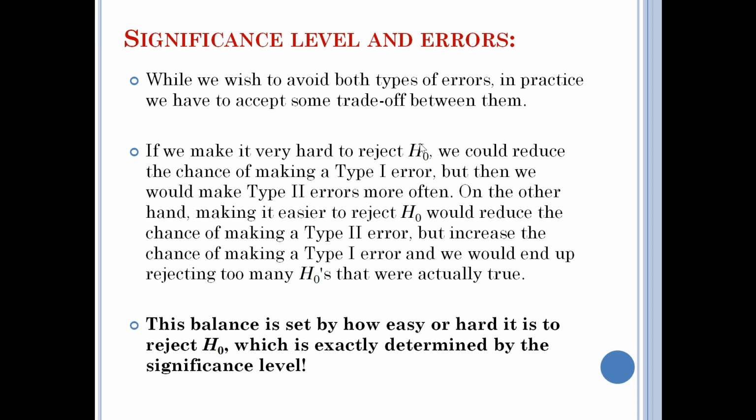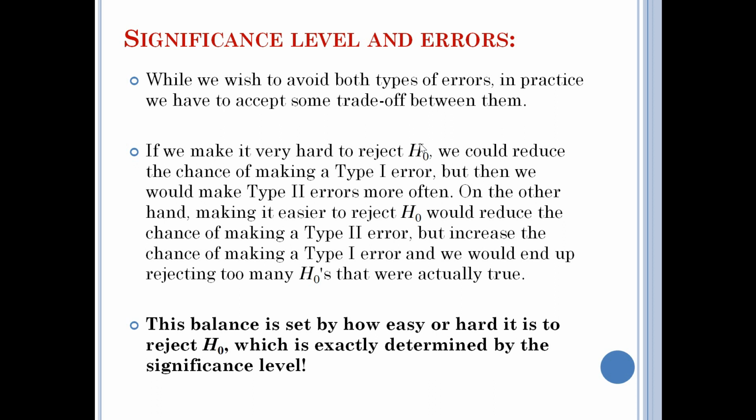If we make it very difficult to reject the null, we could reduce the chances of making a type 1 error. Remember, type 1 error was rejecting a true null. So if we make it harder to reject the null, we will reduce type 1 error. However, if we don't reject that much, then we are increasing the chances of making type 2 error. On the other hand, if we are making it easier to reject the null, so we're rejecting all the time, then we are decreasing the chances of making type 2 error.